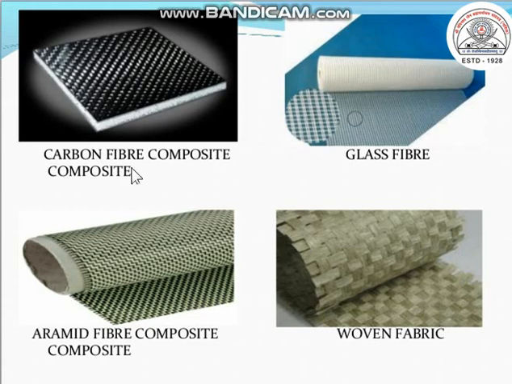Carbon fiber composite, where the reinforcing material is used in the form of carbon fiber along with the polymer. Glass fiber composite, where the reinforcing material is glass fiber along with the polymer. Aramid fiber composite contains aramid fiber, a very strong polymer containing amide group. That polymer is combined with another polymer as a matrix phase. Woven fabric.